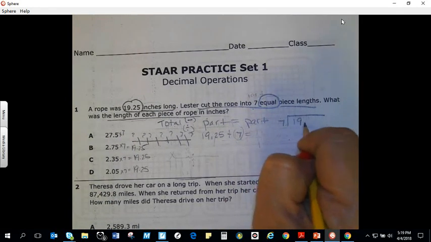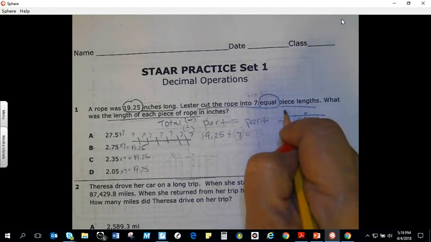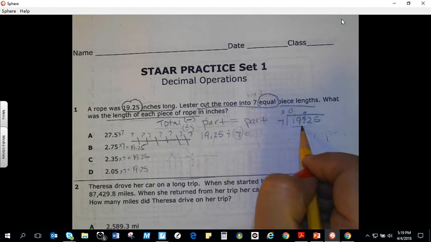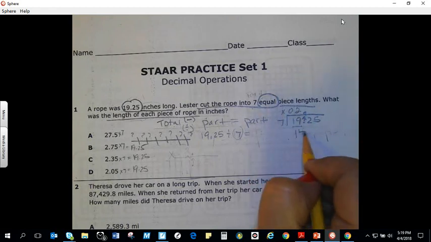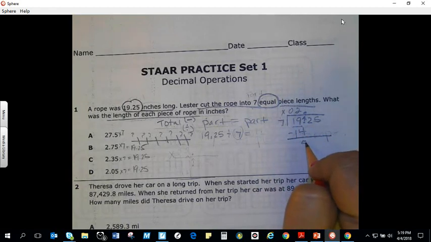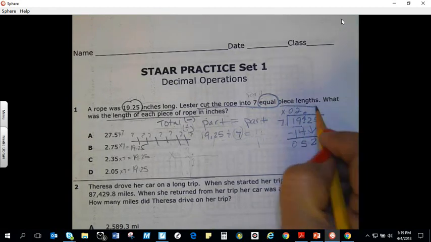Those of you that are still skillful in your division, I'm going to have my 7 and 19 and 2/500. Where my decimal is at, I'm going straight up. I'm going to mark that first, put my multiplication. 7 goes into 1 0 times. 7 goes into 19 2 times because 2 times 7 equals 14. I'm subtracting that out. 9 minus 4 is 5. 1 minus 1 is 0. I'm going to bring down my next number, and that is a 2. 7 goes into 52 7 times.